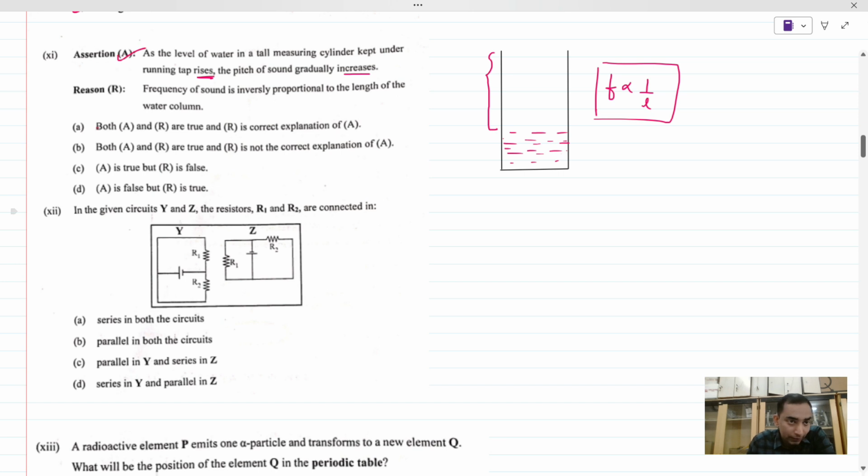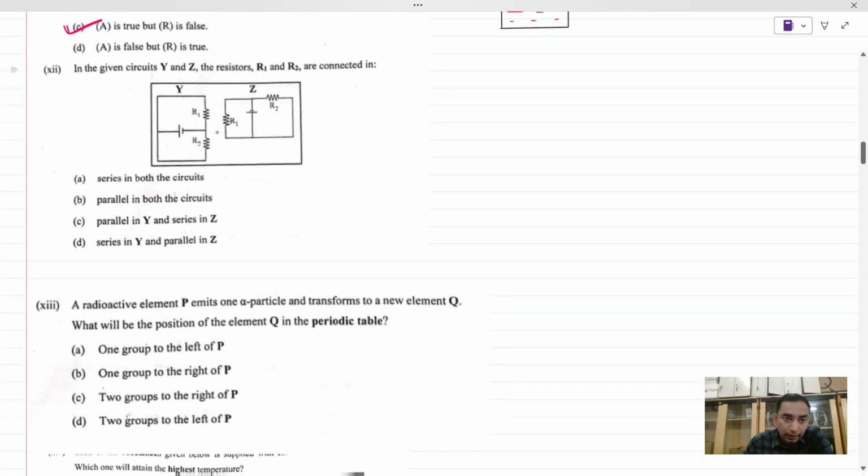This statement is correct. The frequency of the sound is inversely proportional to length of water column. No, it is inversely proportional to the length of the air column. So that means I should be saying A is true, R is false. That means C option would be, as per me, the correct answer.